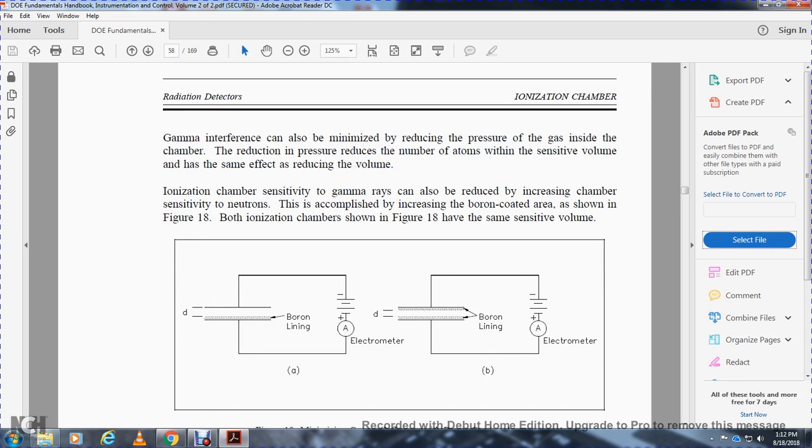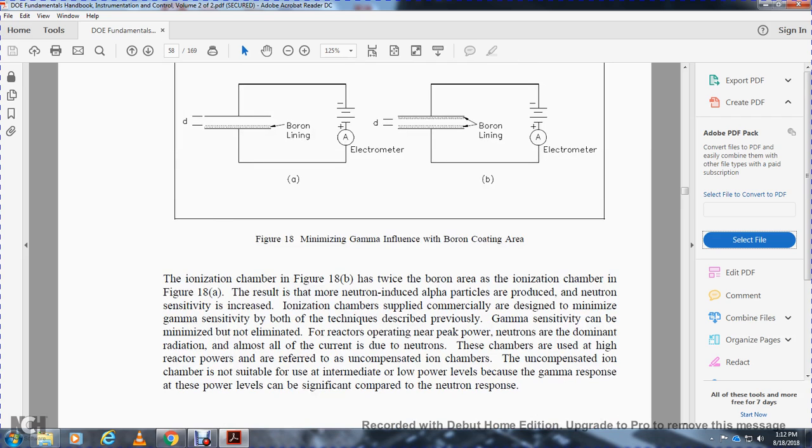Figure 18 shows the boron-lined ionization chamber. In figure 18a, the neutron-induced alpha particles produce the neutron sensitivity, and the increased boron surface raises the ionization. This is the design used commercially to minimize gamma sensitivity. With both of the techniques described previously, gamma sensitivity can be minimized but not eliminated.